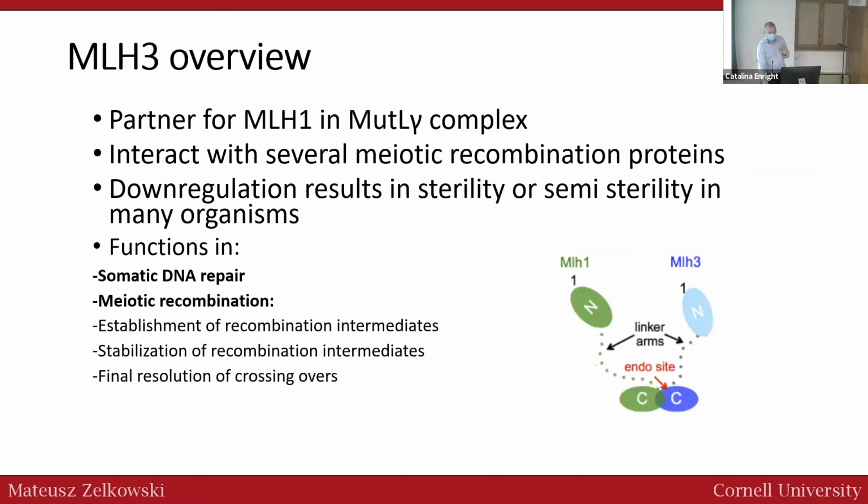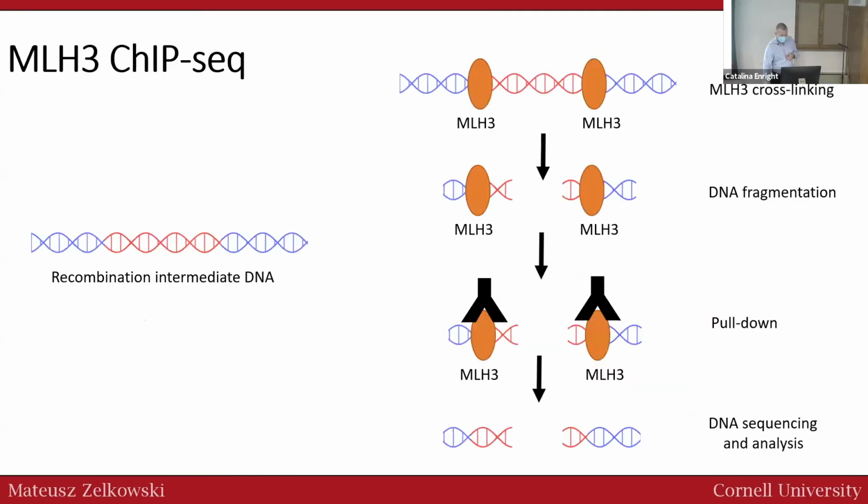But what is MLH3? It's a partner of MLH1, and together they create the complex called MutL gamma. They interact with several different meiotic recombination proteins. Downregulation results in sterility or semi-sterility in many organisms, and it has a function in DNA repair and also in meiotic recombination, as I was telling you already.